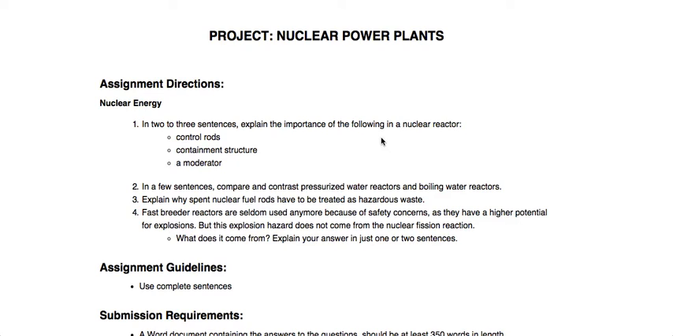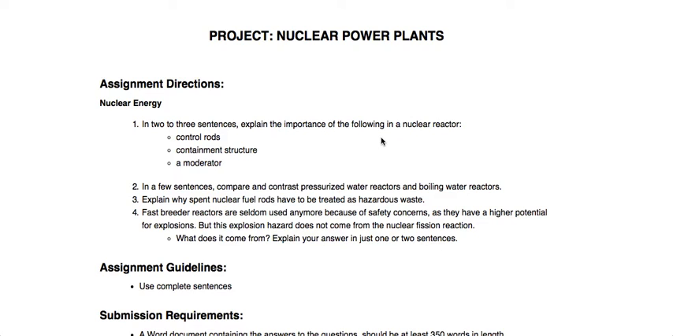Number three, explain why spent nuclear fuel rods have to be treated as hazardous waste. Again, information you can find right in your lesson. It doesn't require a lengthy answer. Just think about it from an environmental perspective.